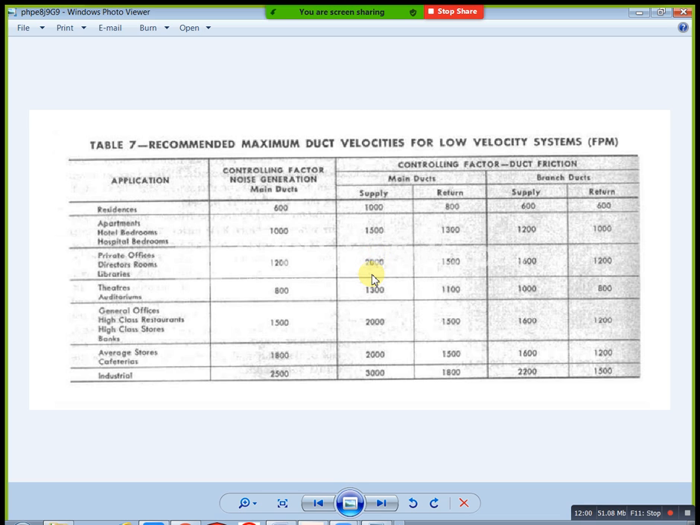When you know the complete calculation, then you will understand this one. That's not a problem. This is based on our place. This is for residence places, this is the upper part. This is the constant velocity method condition. If you need the constant velocity method, you can use this one. If you need equal friction, you can use this.